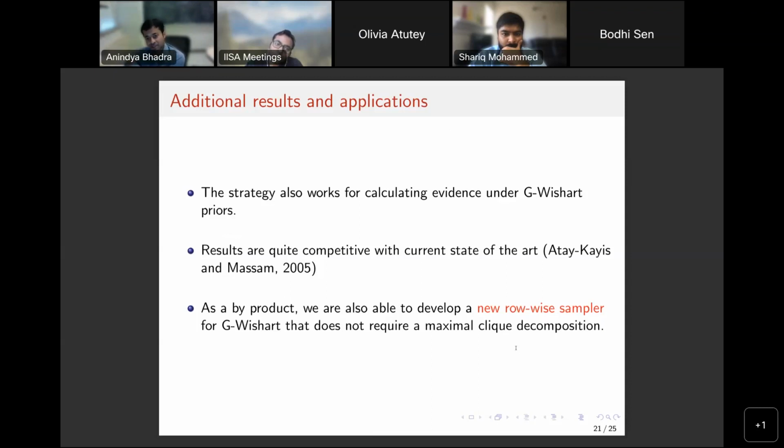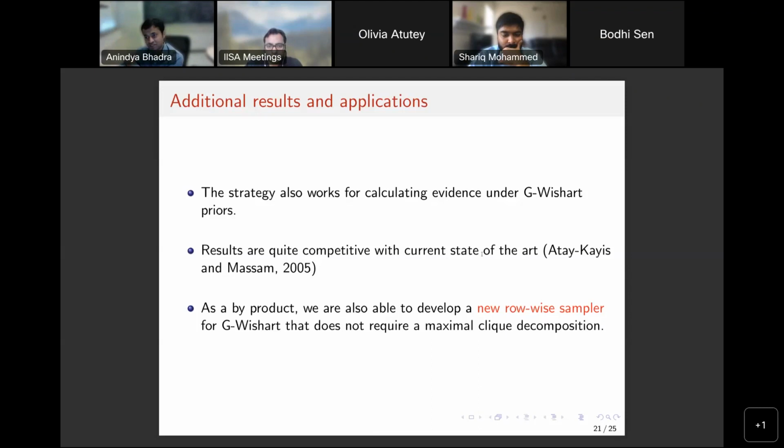Now for G-Wishart, there exists a method by Atay-Kayis and Massam, but only for G-Wishart. So we compared with that. It actually turns out to be quite competitive with Atay-Kayis and Massam. And as a byproduct, our goal in this paper being marginal likelihood calculation, we have been able to come up with a new row-wise sampler.